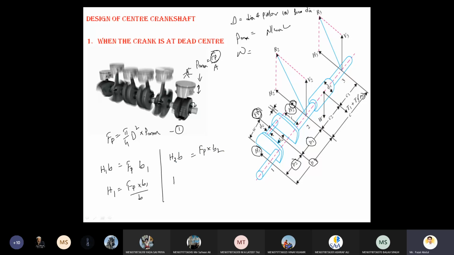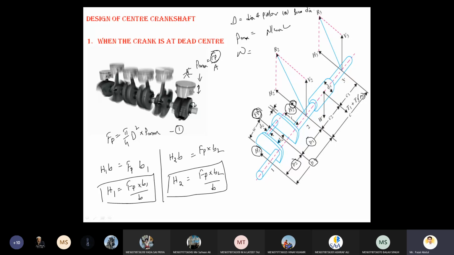So now what is the another component? H2 equal Fp into B2 by B. So this is H1 and this is H2. These H1 and H2 are two horizontal reactions due to the piston gas force acting at the crank pin. And due to the weight of the flywheel, here the flywheel is mounted, so due to this, two vertical components are acting. What are those? V2 and V3 here.